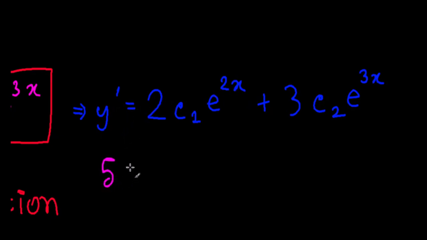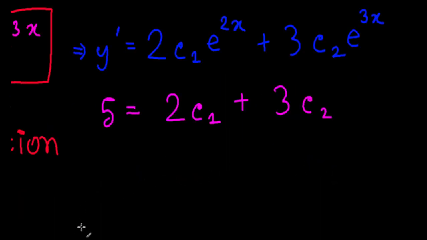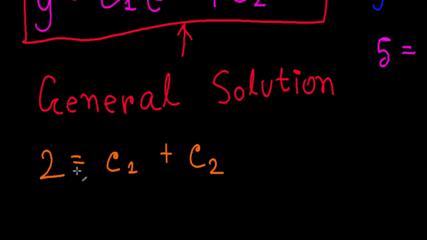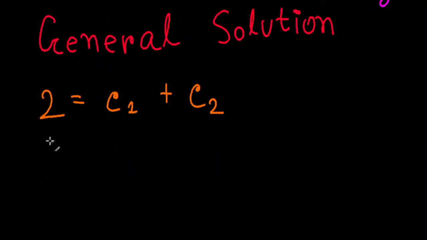So the left side is 5. The right side, when x equals 0, this is gonna be 1, this is gonna be 1. So what we'll have here is 2c1 multiplied by 1, plus 3c2, again multiplied by 1. So this is another equation, so we have two equations. I actually should have written that here, so I'll do that. So we have 2 equals c1 plus c2, 5 equals 2c1 plus 3c2.